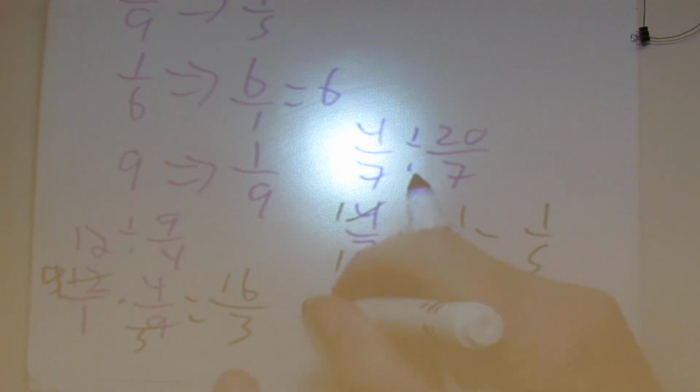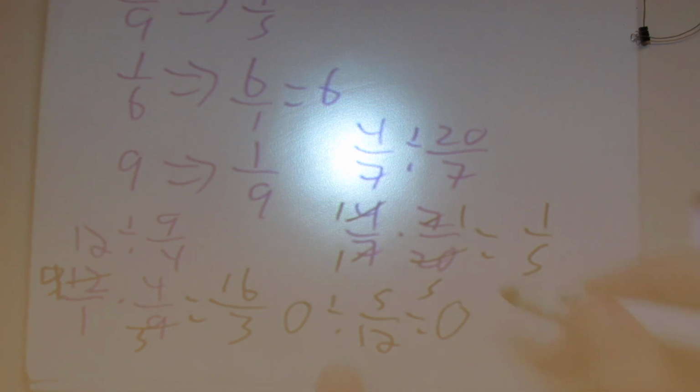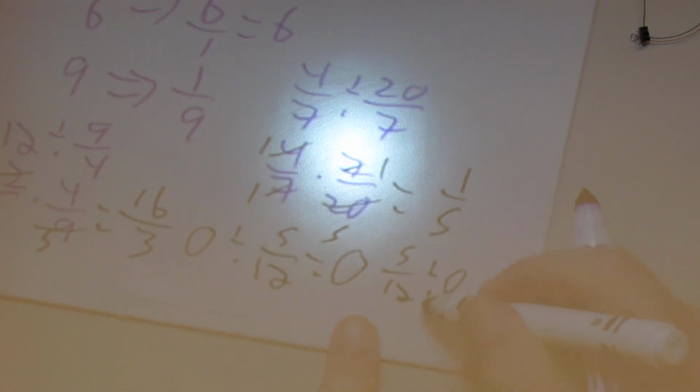The next one is a division of 0 divided by a fraction. Let's say 0 divided by 5 over 12. Since it's 0 divided by anything, the answer is going to be 0. If we had 5 over 12 divided by 0, it would be DNE, or undefined, or does not exist, however you're going to put it on there.